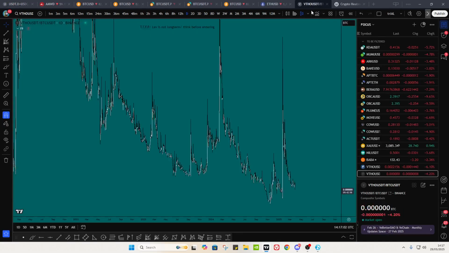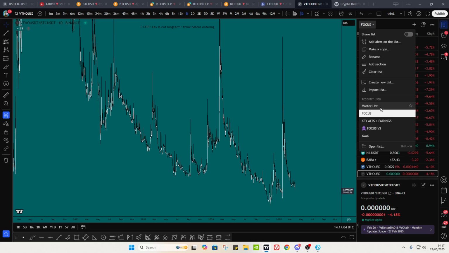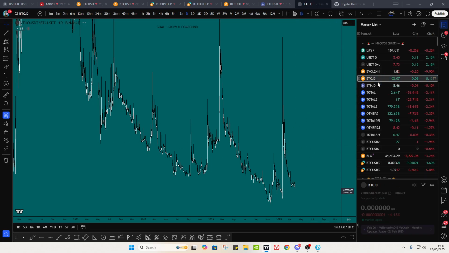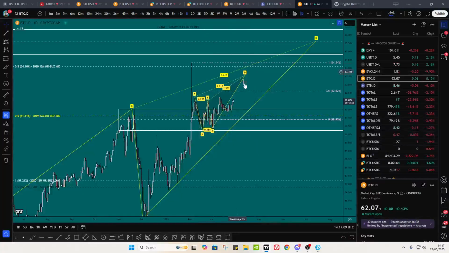So Bitcoin dominance for this one, I'm going to go over here. Let's go to master list. Let's go to Bitcoin dominance. Same thing again. My thesis hasn't changed. This crab, right? This deep crab I pointed out all the way back in, this was basically start of March. We were like, okay, look, 0.886, 1.618 would be a target.